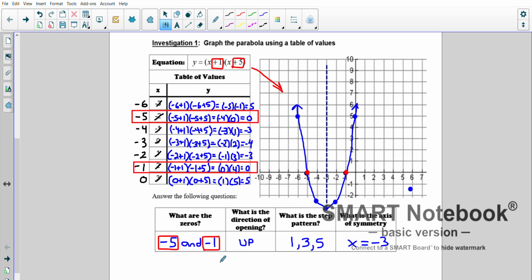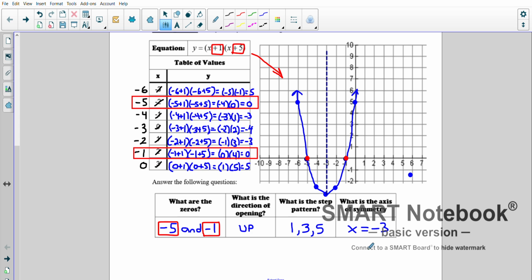What way does the parabola open? It opens up. The step pattern is 1, 3, 5: over 1, up 1, over 1, up 3, over 1, up 5. That's the step pattern. And the axis of symmetry is the line that goes right through the middle of the parabola, the vertex. It's the line x equals -3. So we'll do this a couple more times and see if we can make these connections.